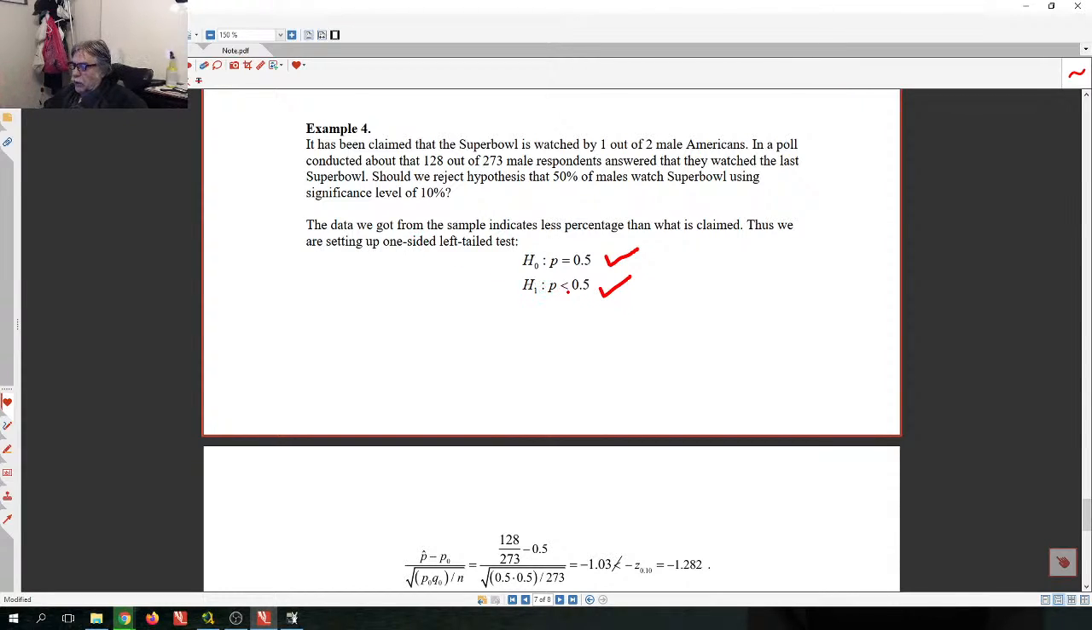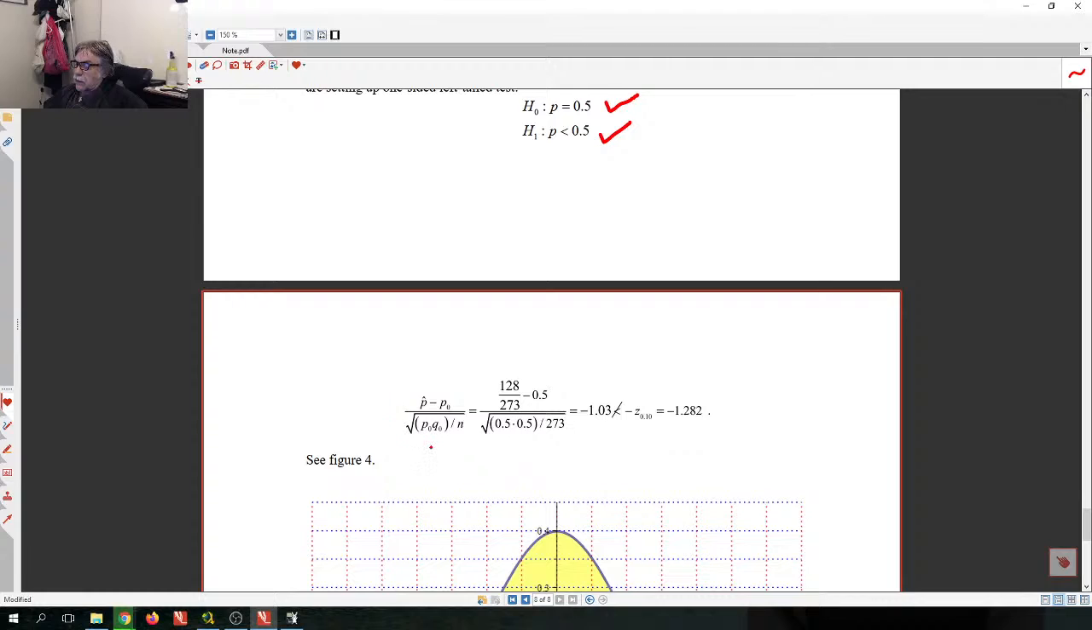So I could use here for null hypothesis, I could use not equal. I definitely cannot use bigger because that's not what I'm getting from a sample, right? So I have no evidence for that. Okay, test statistics. This is my test statistics, the same story as before. This is 128 or 273, whatever I get in the sample.